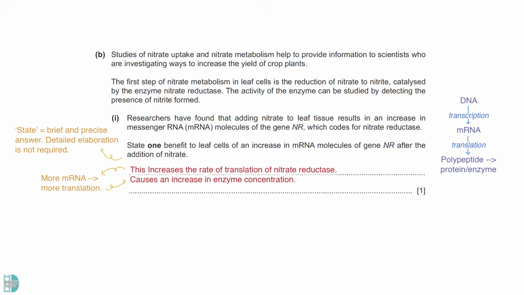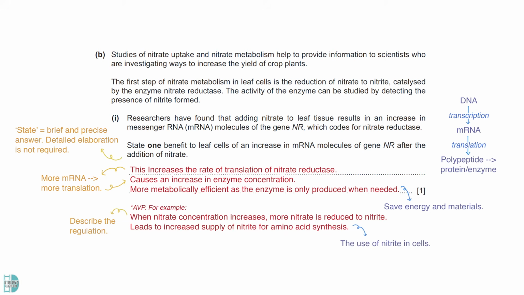So, there will be an increase in the enzyme concentration. This ensures greater metabolic efficiency, as the enzyme is only produced when needed. This is a strategy to save energy and materials in cells. There is a mark for AVP. You can discuss how the concentration of the substrate regulates the rate of product formation and the use of nitrite in cells.